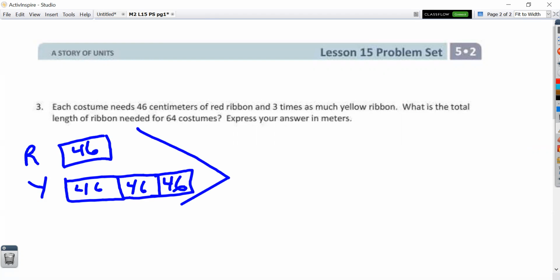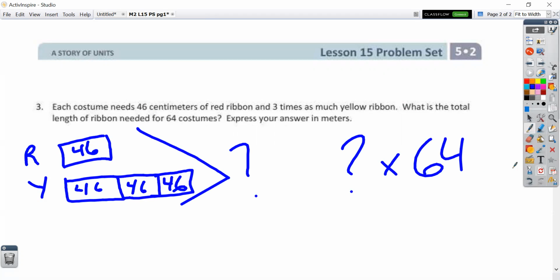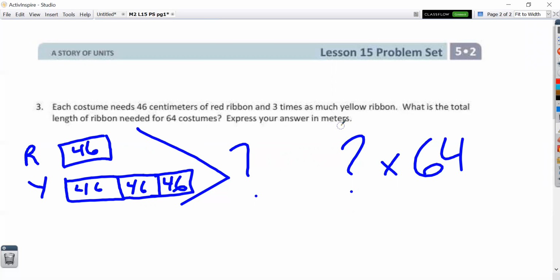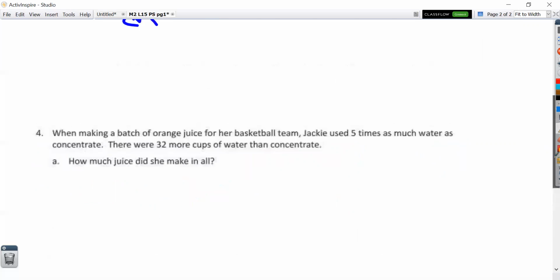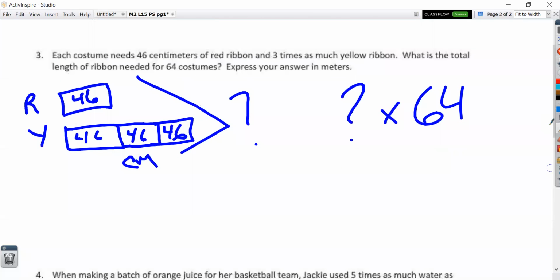So first I need to figure out what this equals, and then take that question mark and multiply it by 64 costumes. But it wants it in meters. So then we're going to have to convert. So those were centimeters over there. Okay. Lots of steps here. Let's go ahead and try it.